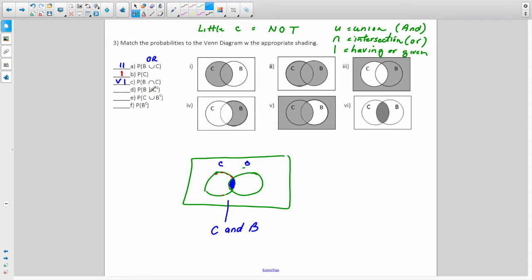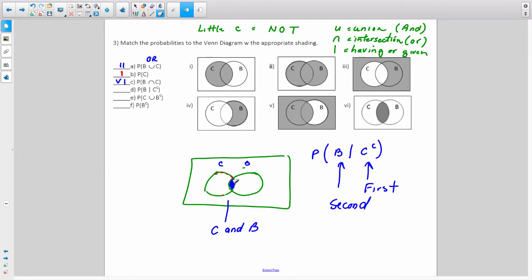Here's that symbol again with having coupled with a little c, which means not. So here's what happens with this. If you get something like P of, or probability of, B given not C, that means this guy has to go first, followed by that. So let's figure this out.